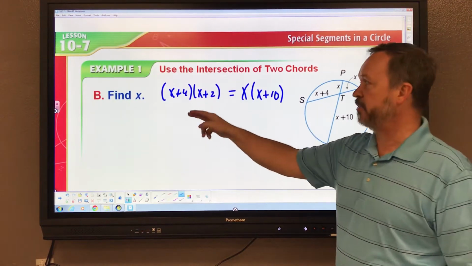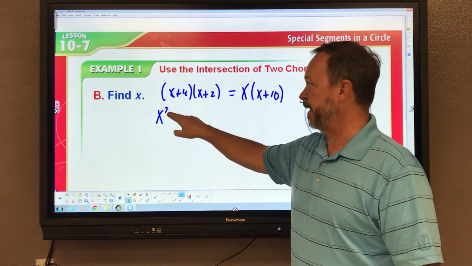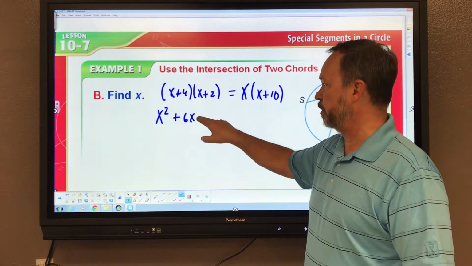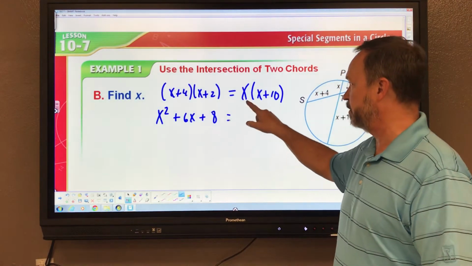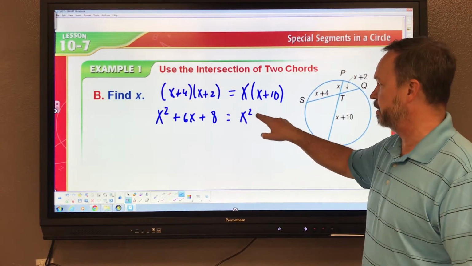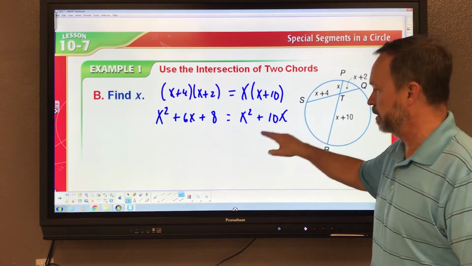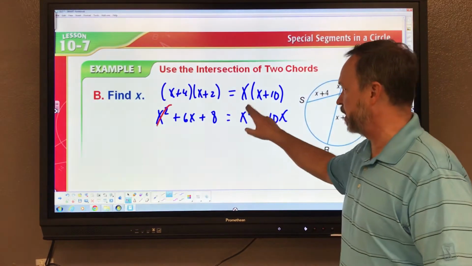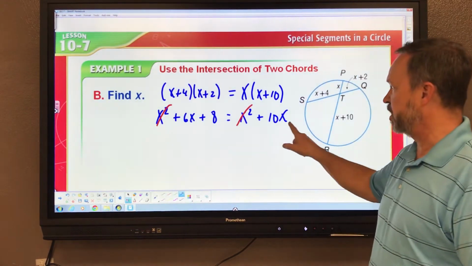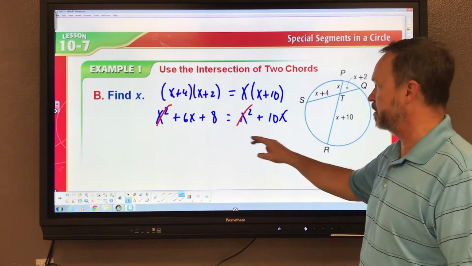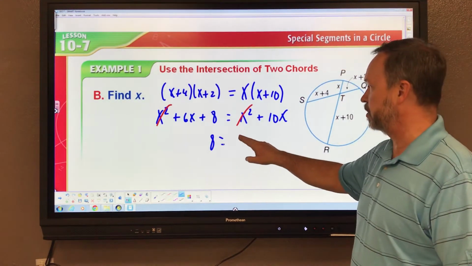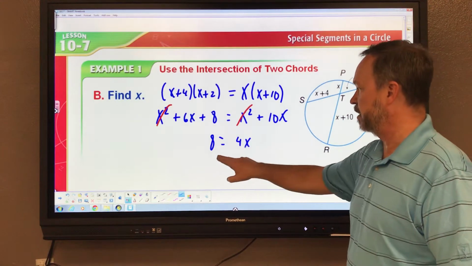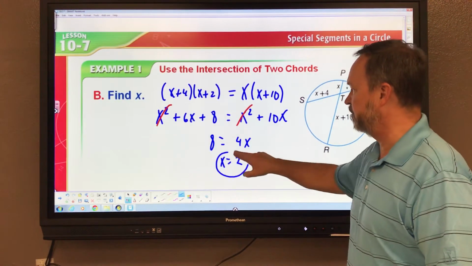So we have to FOIL that. I'm going to kind of cheat and go ahead and put the O and the I together. Distribute that. I can see that the x squares cancel. And so probably bring this over here. 8 is equal to 4x. X is equal to 2. That's what they asked me to find, the x. Done.